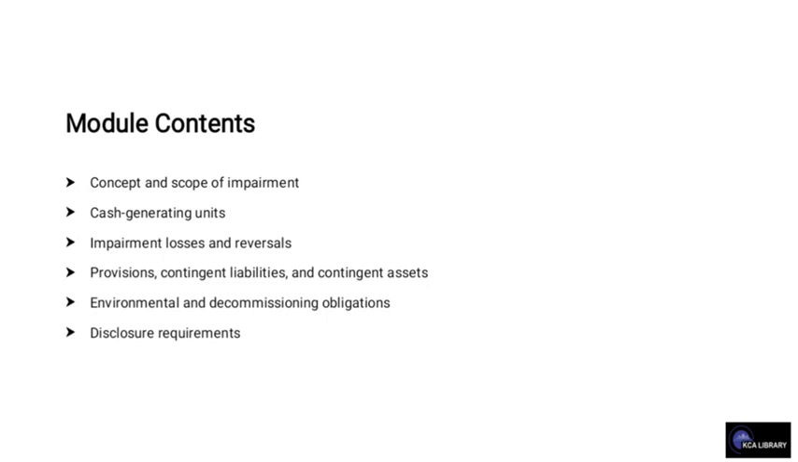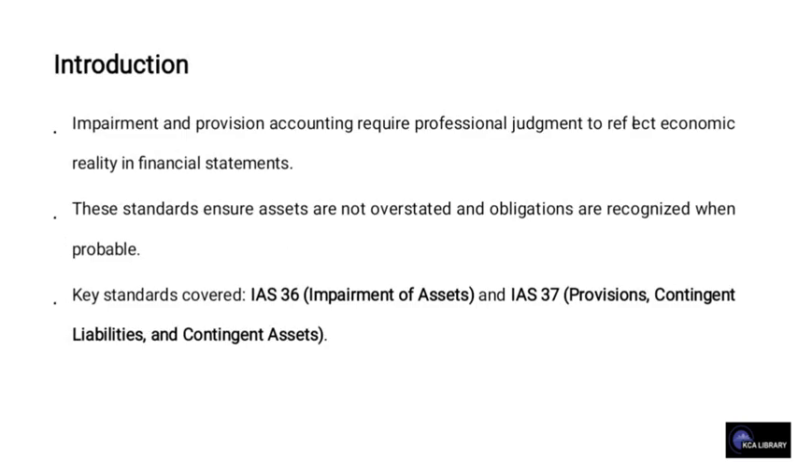This is going to be a brief one. We have the notes prepared to deeply go into the topic. Impairment and provision accounting requires professional judgment to reflect economic reality in financial statements, and these standards ensure assets are not overstated or obligations are recognized when probable. Key standards covered include IAS 36, which is impairment of assets, and IAS 37, which deals with provision, contingent liability, and contingent assets.